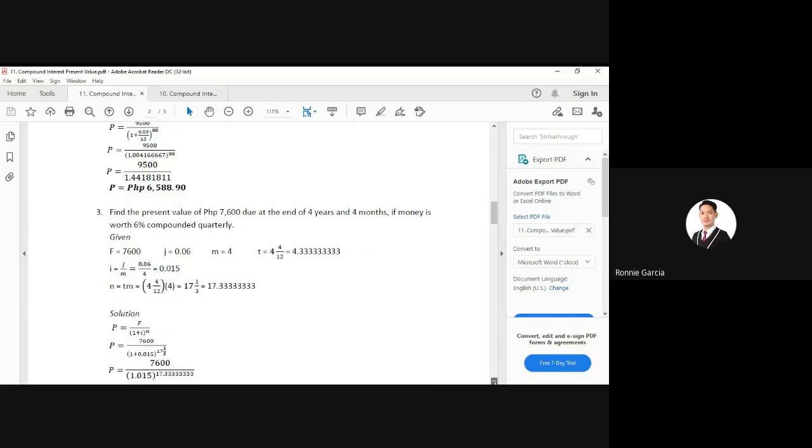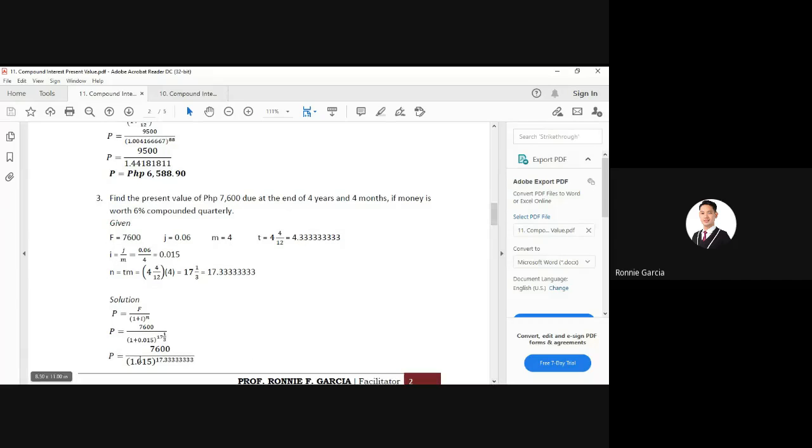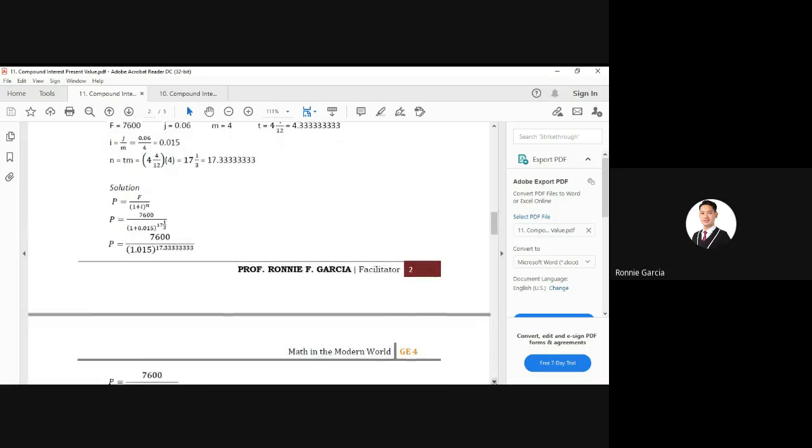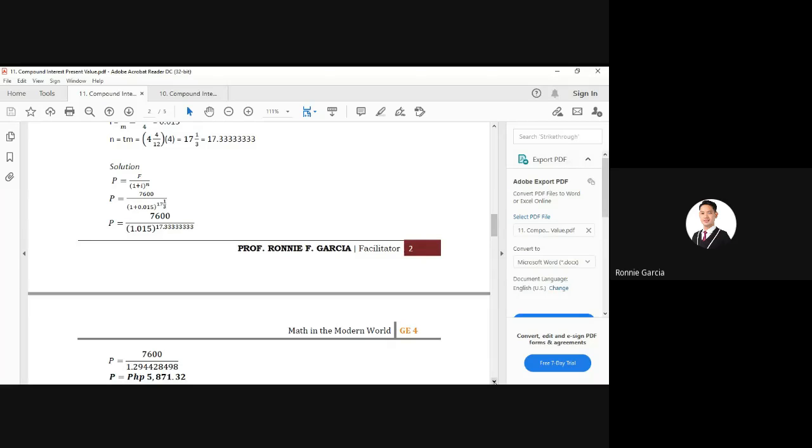So after that, use the values. That is why you see the exponent is very high. We have 17.333 as the exponent, and when you simplify, you will have 1.294428498 in the denominator. Then you have to divide 7,600 by that value. The answer is 5,871.32.